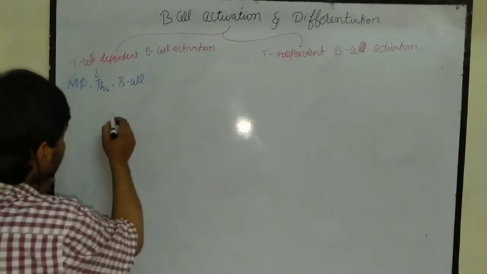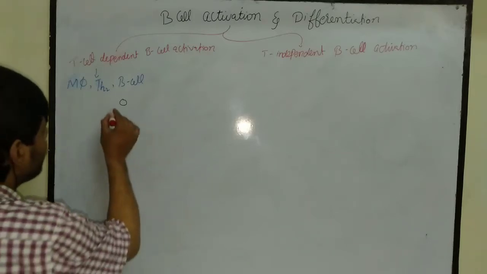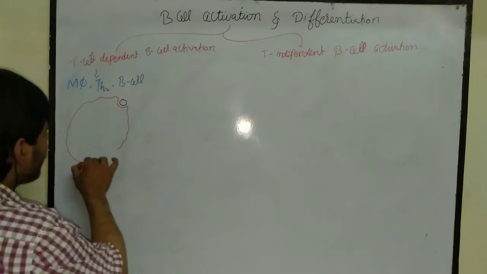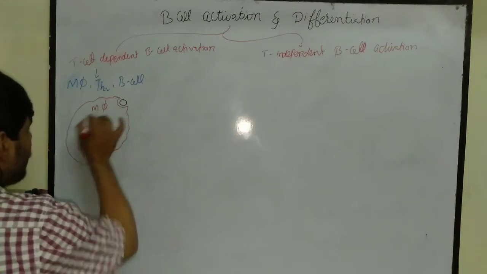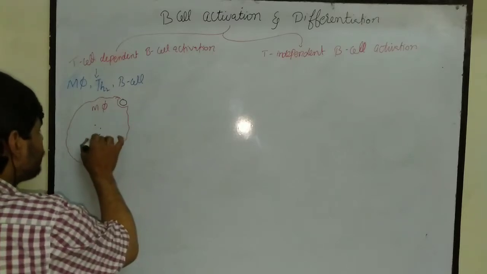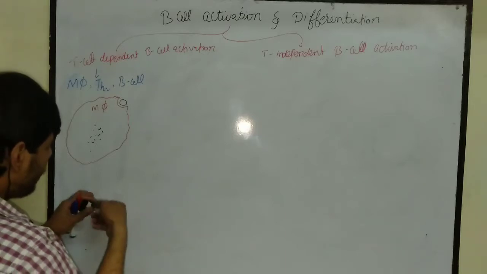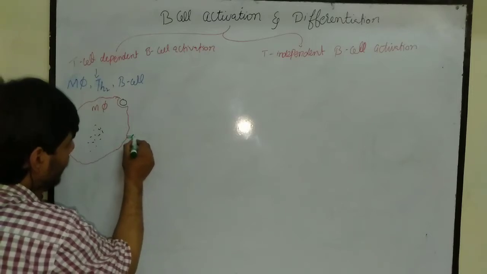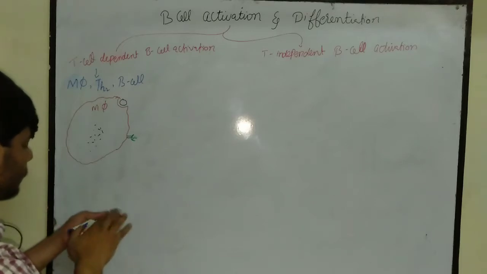First of all, we have the microbes. As you can see, these microbes are engulfed by macrophages. So let's suppose this is the macrophage. Once they engulf it, these microbes are broken down into small fragments, as you can see, and after that one portion or some portion of the microbes is then presented to the receptor of this macrophage.